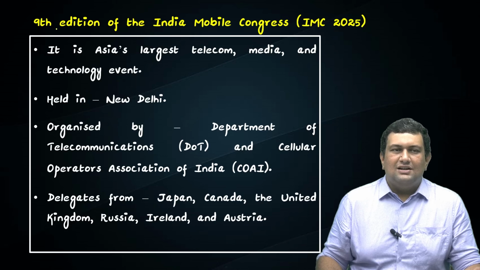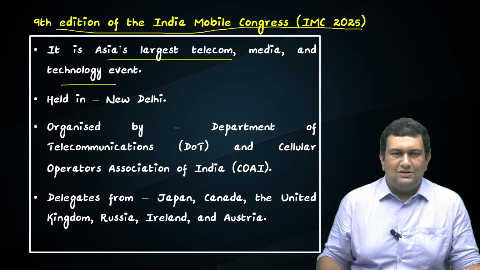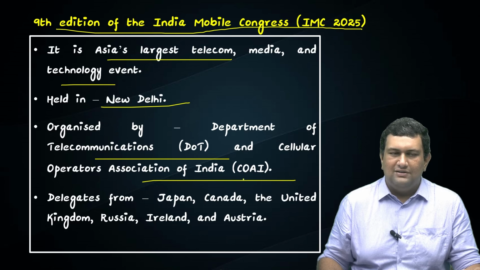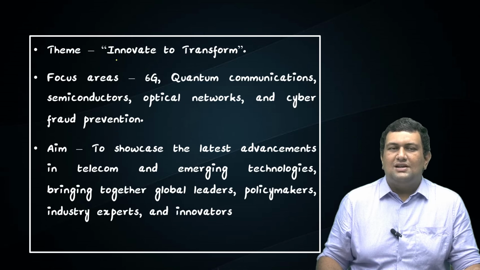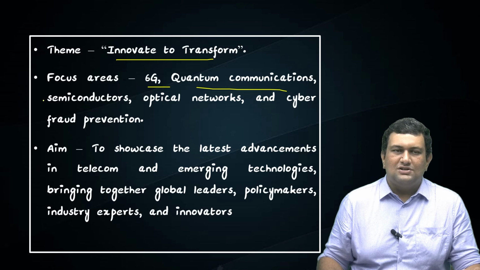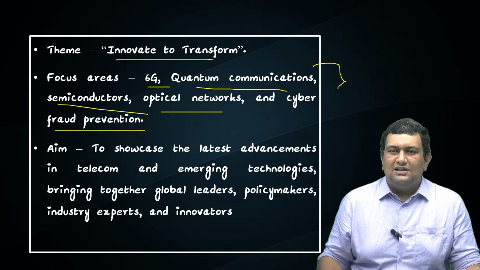So next is regarding the 9th edition of the India Mobile Congress. It's an important one. It's Asia's largest telecom, media and technology event, and it will be inaugurated by our Prime Minister, and it's held in New Delhi. It's organized by the Department of Communications and the Cellular Operators Association of India, and it includes delegates from Japan, Canada, UK, Russia, Ireland, and Austria. So the theme is Innovate to Transform. It focuses on 6G, quantum communications, semiconductors, optical networks, and cyber fraud prevention. These are the key topics which we need to know.